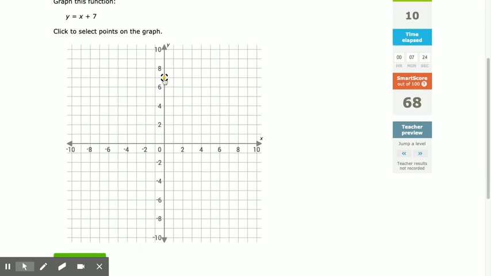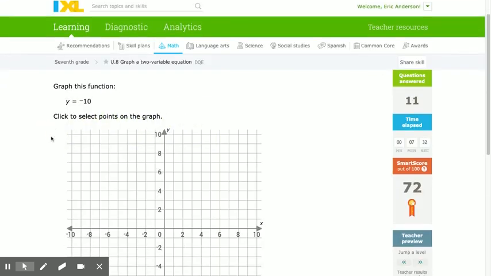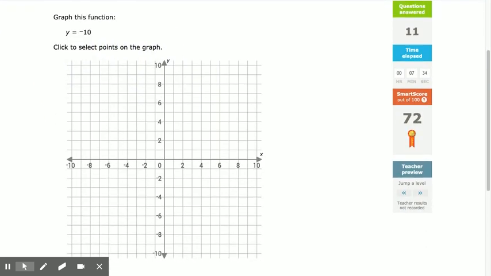Same idea. We start at positive 7. We go up 1 over 1, right? Our slope's 1. And that gives you everything you need right there. All right, you just got to have 2 points for these. Now, here's a good one. All right, in this situation, our y is negative 10. All right, so then my b is negative 10.